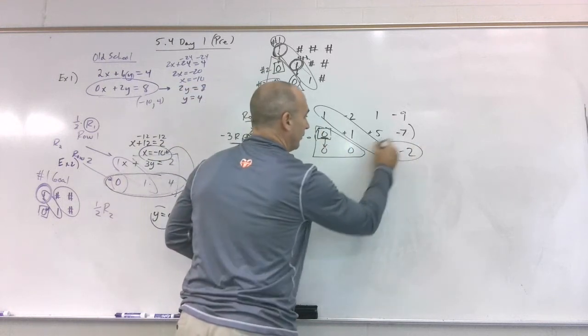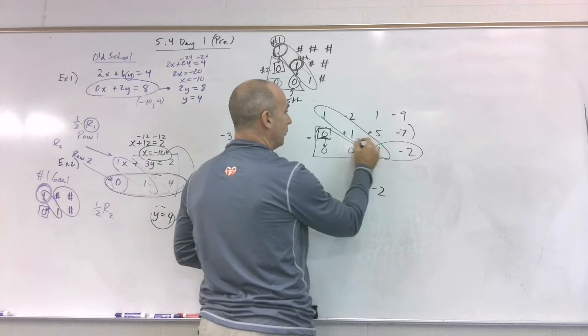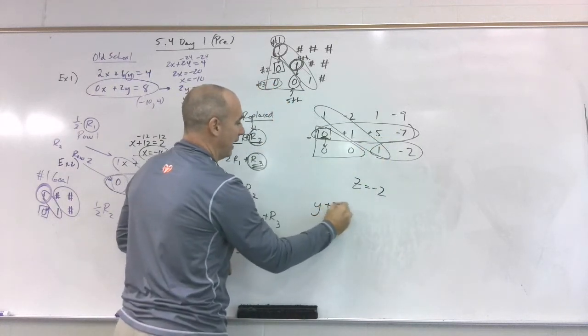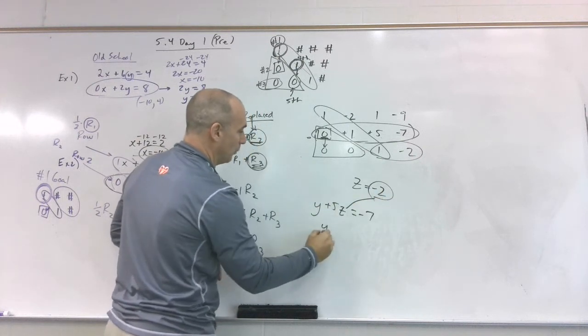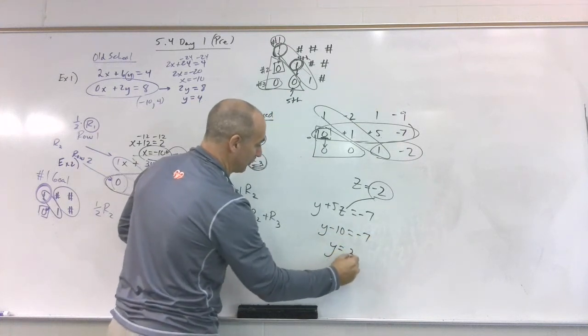In other words, z equals -2. All right, now we move up. What does this say? Well, essentially it says 1y plus 5z equals -7. Put that -2 right there. We get y minus 10 equals -7. Add 10 to both sides, and we get 3.